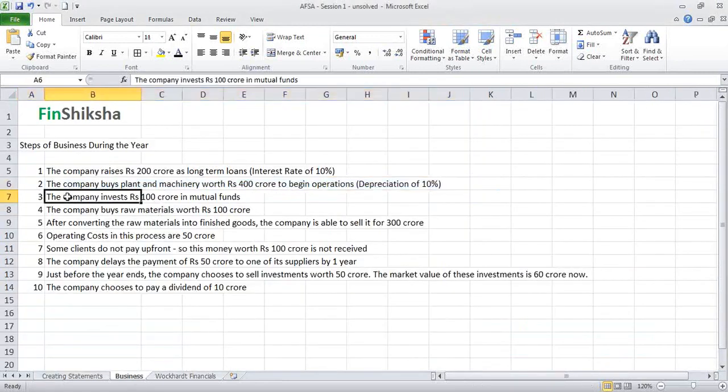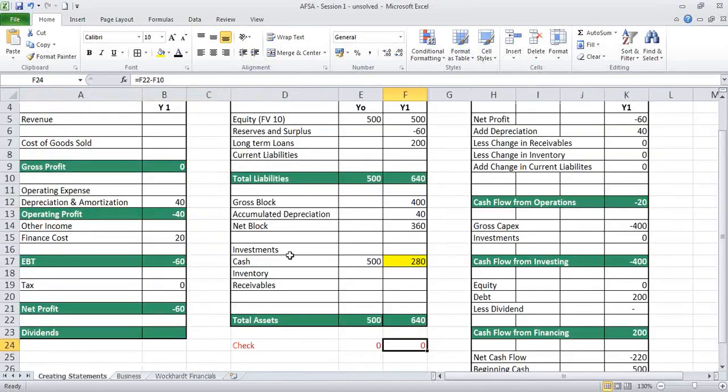Second transaction done. Third transaction: the company invests 100 crore in mutual funds. That's an investment, which means this value will go up. So investments need to go up by 100 crore. Automatically, as investments go up by 100 crore, you will find cash will go down.